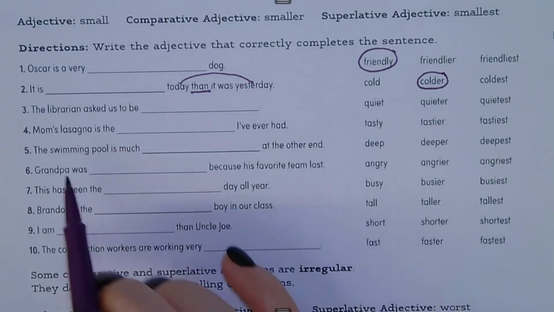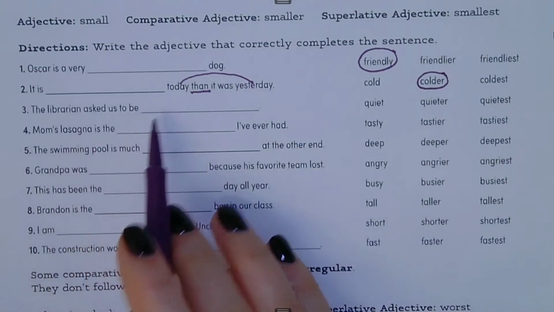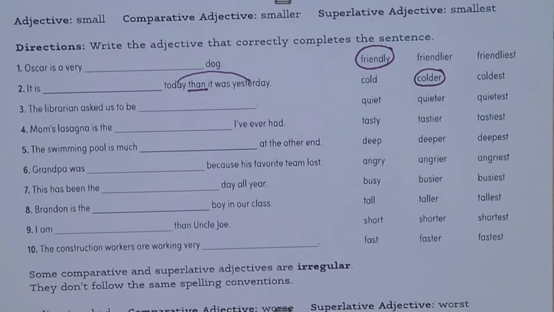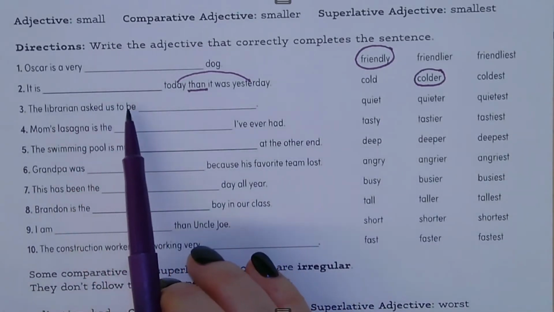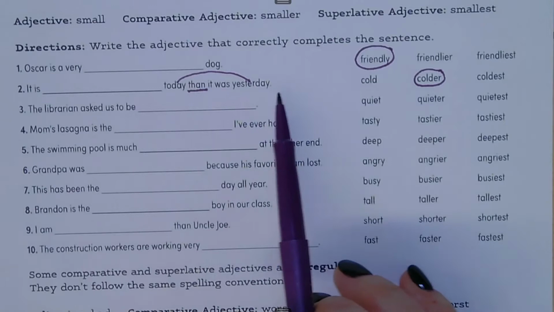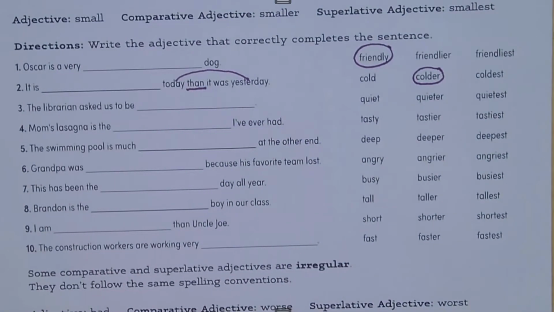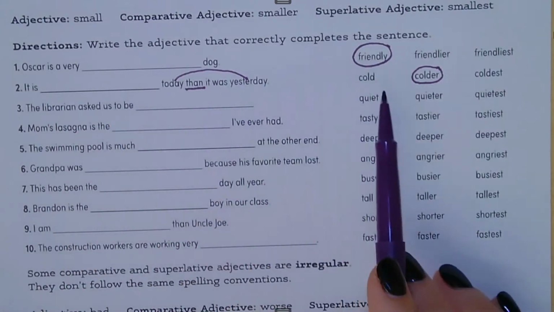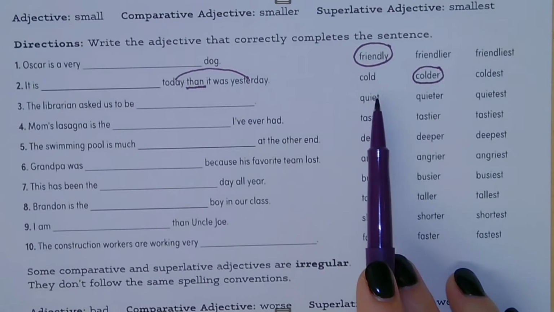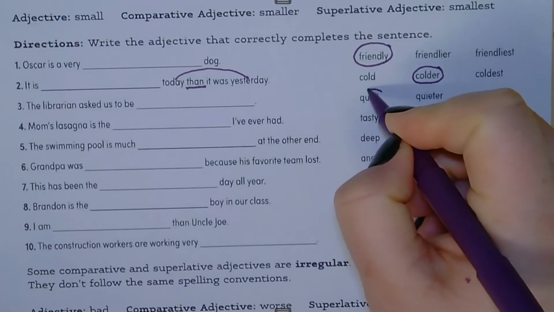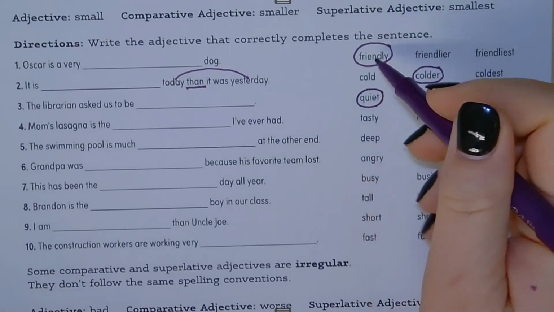Number 3. The librarian asked us to be blank. Is there anything being compared in this sentence? No. If it said the librarian asked us to be blank than mice, then we are being compared to mice. But it does not say that. It just says the librarian asked us to be, so I'm going to look at the original adjective, which is quiet. The librarian asked us to be quiet. Anytime nothing is being compared, you're going to use your original adjective.